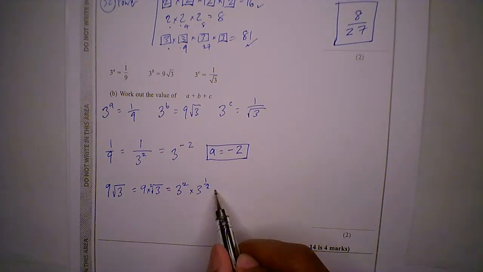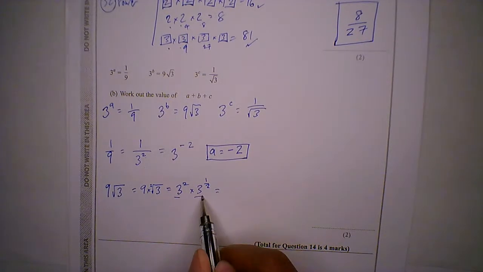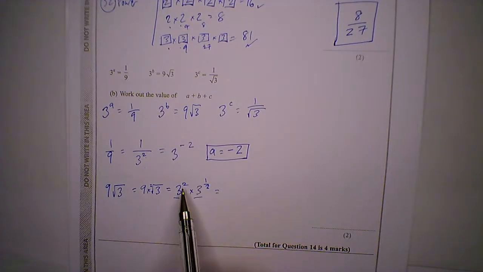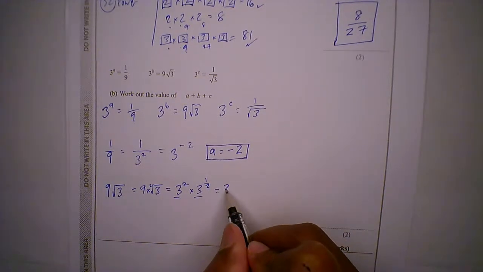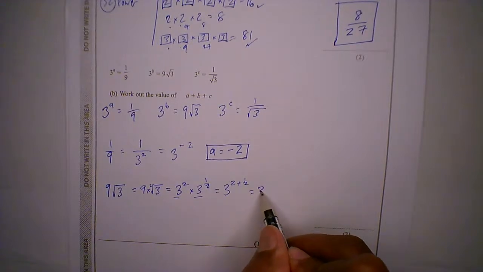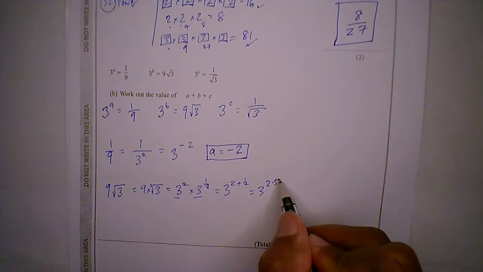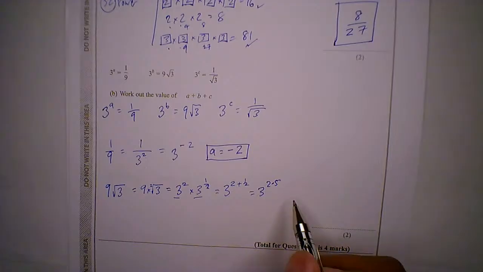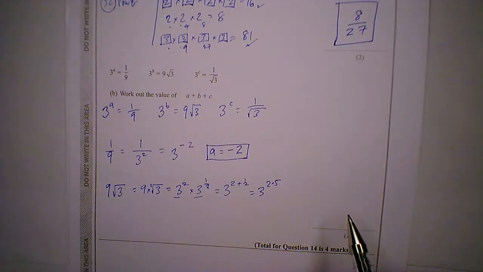Okay, so you've got that. Now, if you have the same base and you're multiplying, you add the powers. So 2 plus a half is 2.5. So I'll use that as a decimal for now, 2.5. I might have to go back to a fraction, but I'll keep it as a decimal for now.